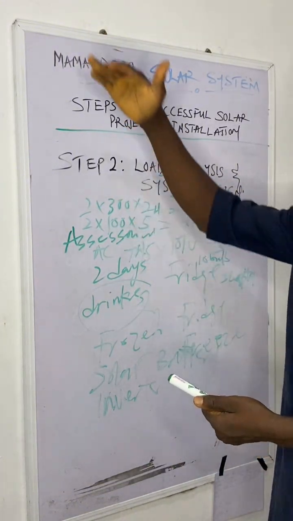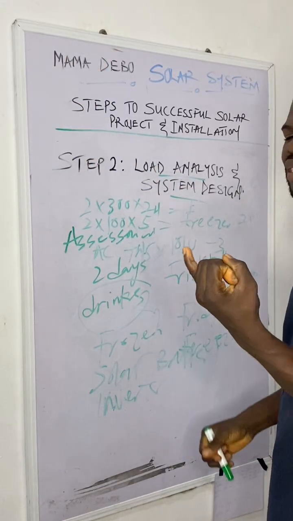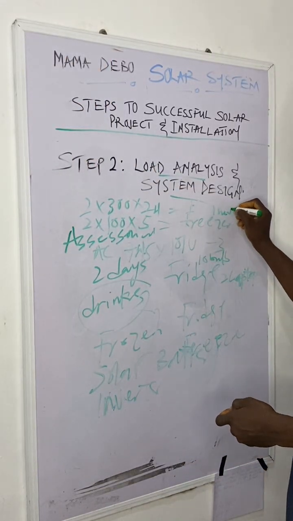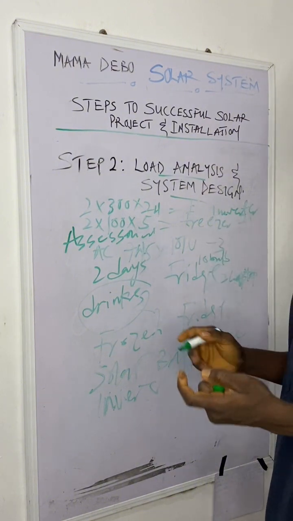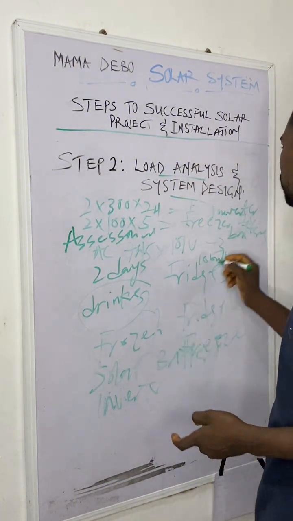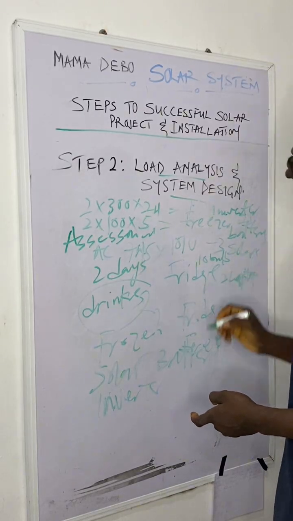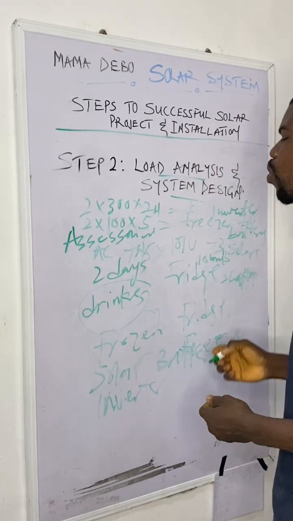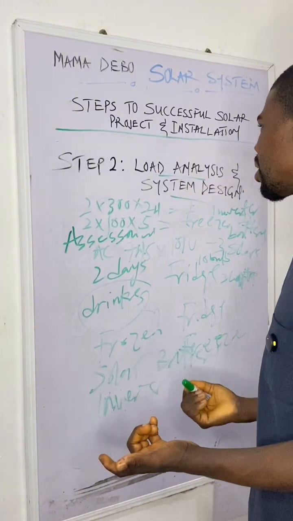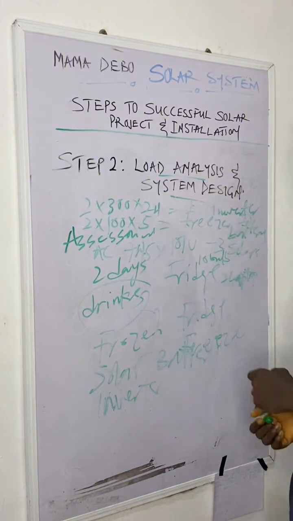Then after you have done all the analysis, you know the size of the inverter. You know the size of the battery that you want to use from your analysis. You know the size of solar panels that you want to use from your analysis. Likewise, you know the size of breakers and all those other materials that you want to use from your analysis. The next thing is to do your system design.